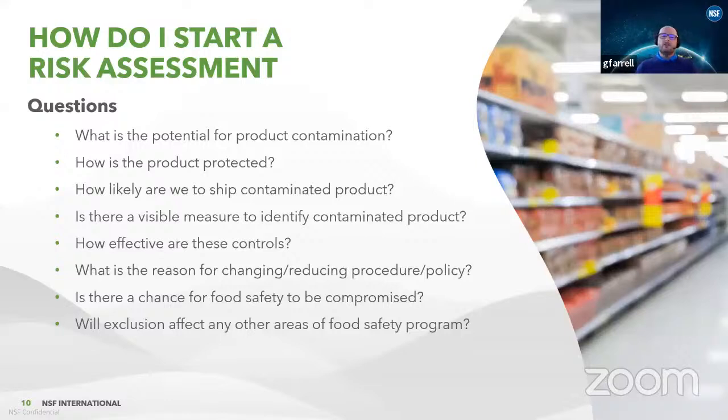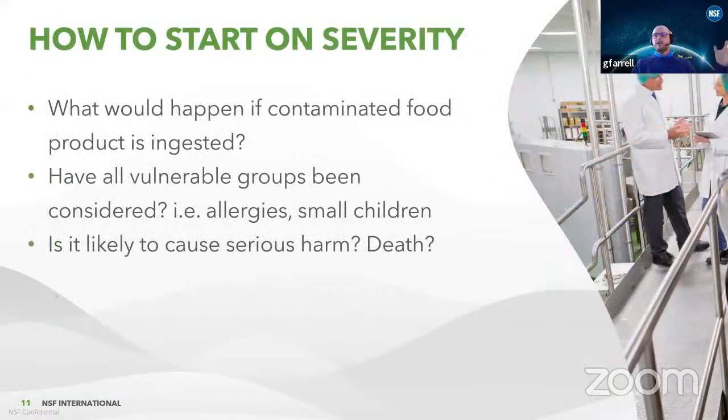So it's important to understand that with a risk assessment, are we compromising food safety by doing this? Are there any other effects to our food safety program? Make sure you're connecting the dots. That's vital to succeeding within a risk assessment. So now we're going to move on to severity. So we've looked at severity.